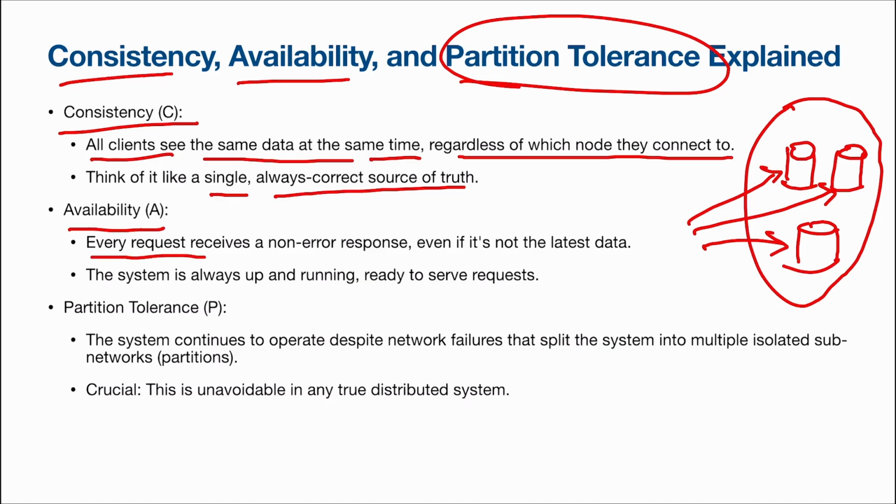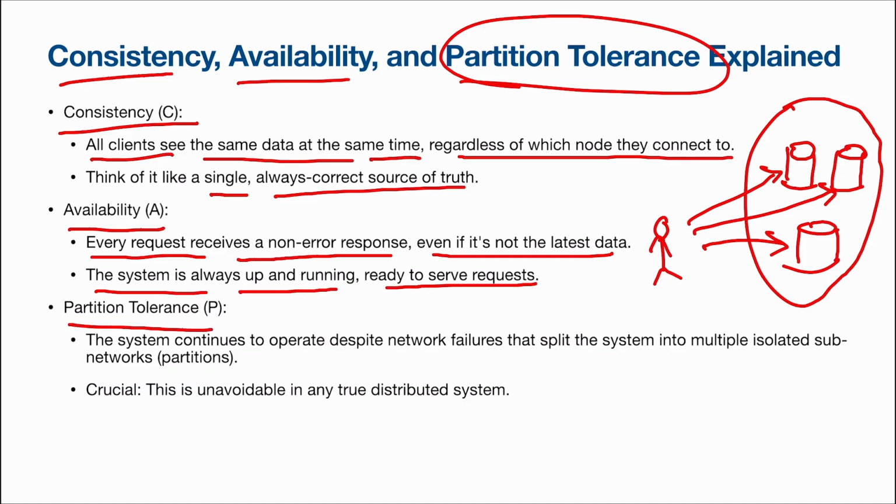Then let's talk about availability. Every request receives a non-error response, even if it's not the latest data. So every request from the client in this case will be a non-error response, unless there is of course something wrong at the server side or some bug, but generally there should not be any error response due to network issue. And then the system is always up and running, ready to serve requests.